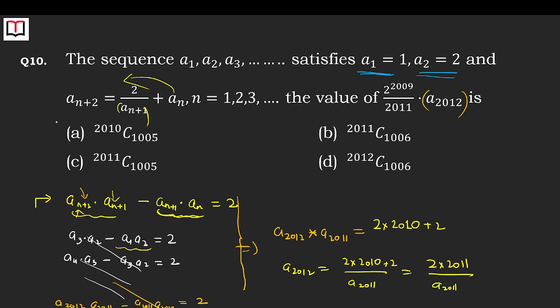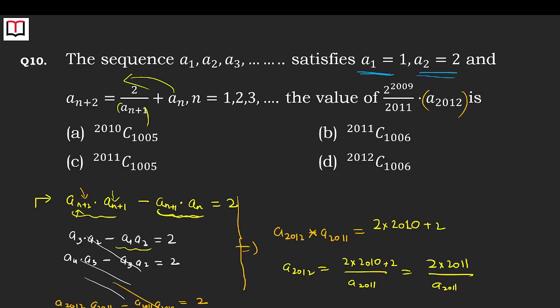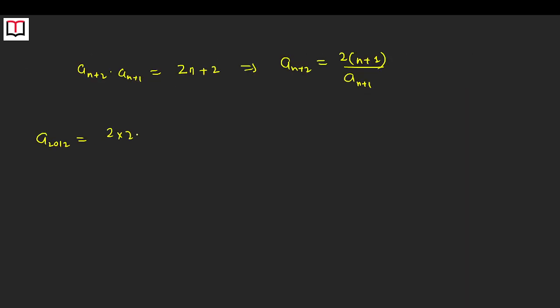In general, what we will get? In general, we'll get a n plus 2 into a n plus 1 is equal to 2 times n plus 2. So a n plus 2 is 2 times n plus 1 upon a n plus 1 term. So if we want a 2012, that's what I wrote here, 2 into 2011.